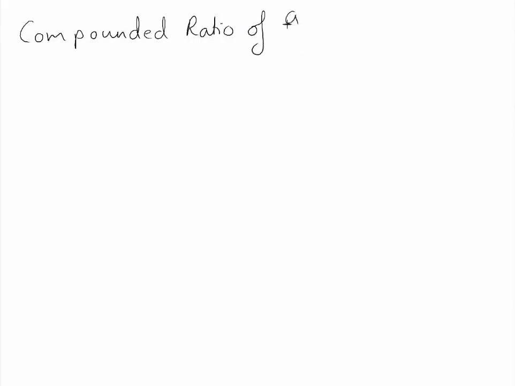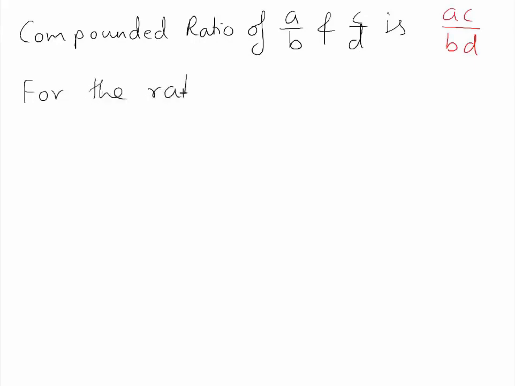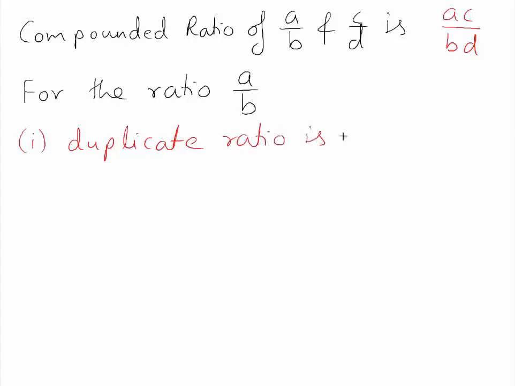of two ratios A by B and C by D is AC by BD. So when you multiply both the ratios, you get the compounded ratio of these two. Similarly, the duplicate ratio of A by B is A square by B square. That is, when you compound this ratio with itself.